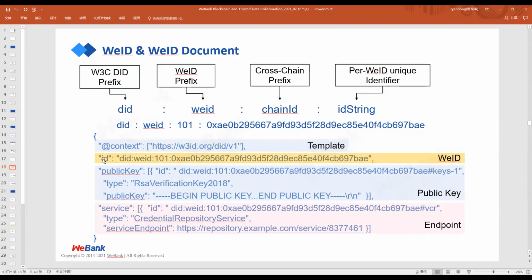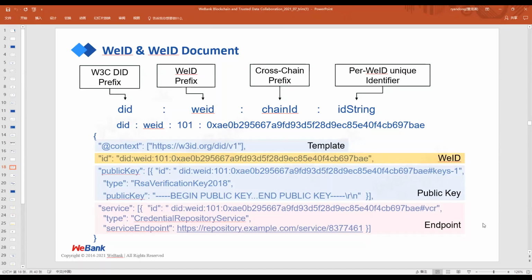It is how we think of a passport. This is the identity of the passport. But the passport is not just about identity, it also has other information. Then you see the public key. The public key is one thing we can use to verify the signature signed by this identity.